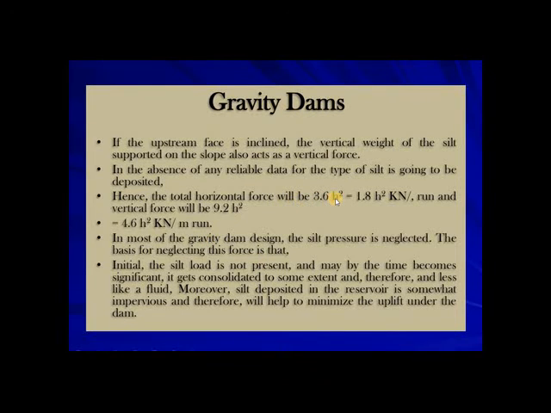That is this, with respect to H, the height of silt which is present there. In most gravity dam designs, silt pressure is neglected. Why is silt pressure neglected? Because initially the silt load is not present. It may become significant with time when it gets deposited, and when it gets consolidated to some extent, it is not considered as fluid acting in the right, left or vertical direction. It usually supports the dam body then.